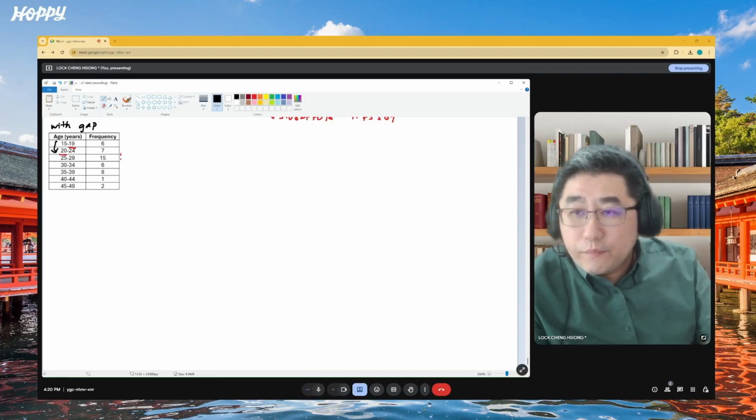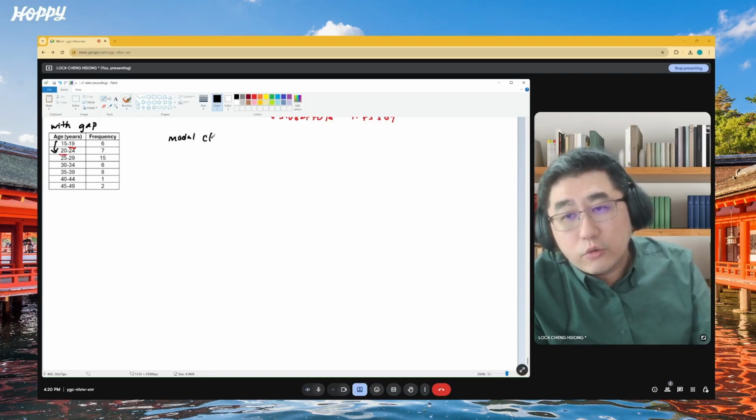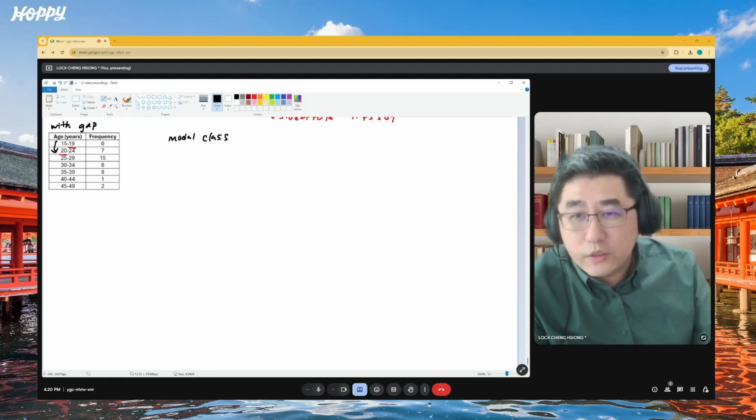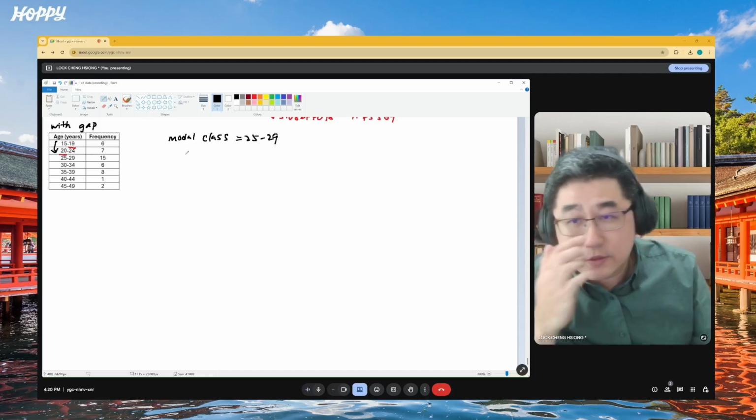Okay, and from here, let's do the very first thing. That will be the model class. The group with the highest frequency, you can see 15 here. The highest frequency is 25 to 29. So that will be our model class.